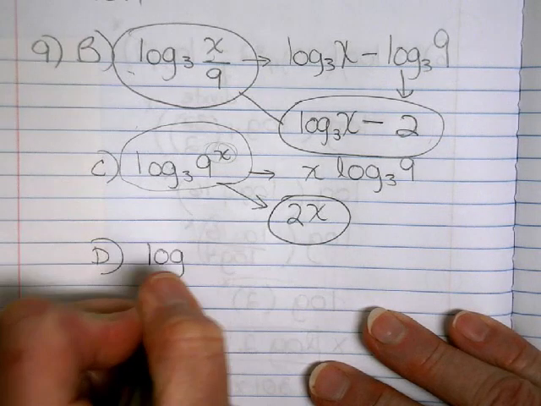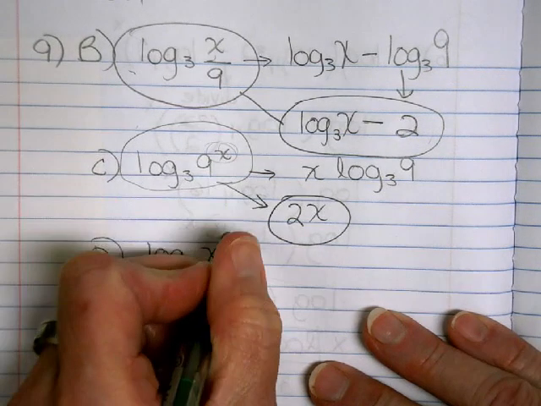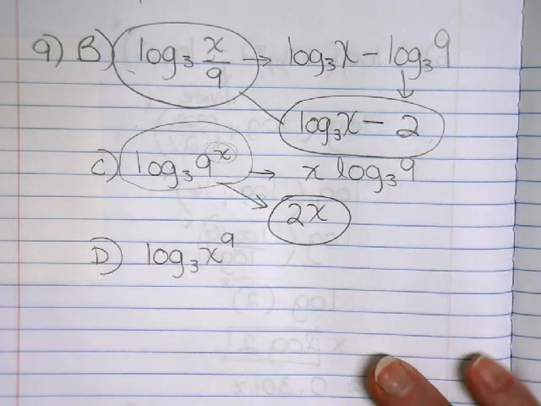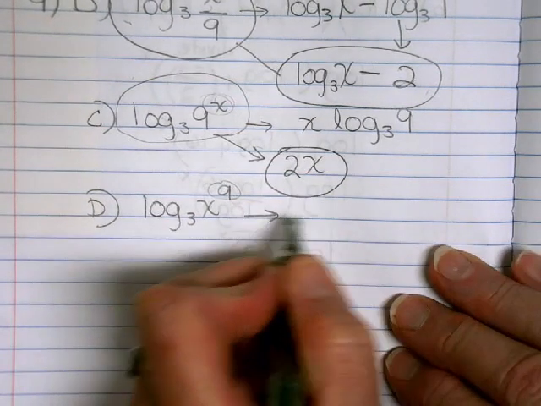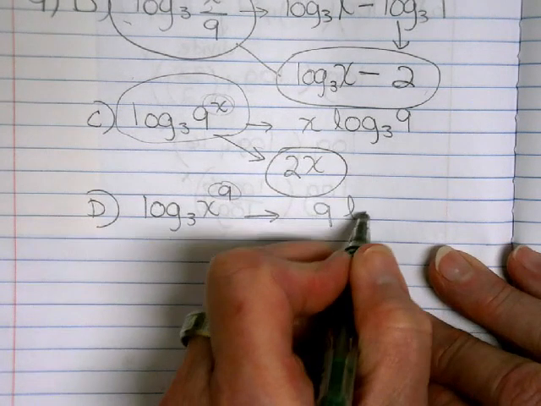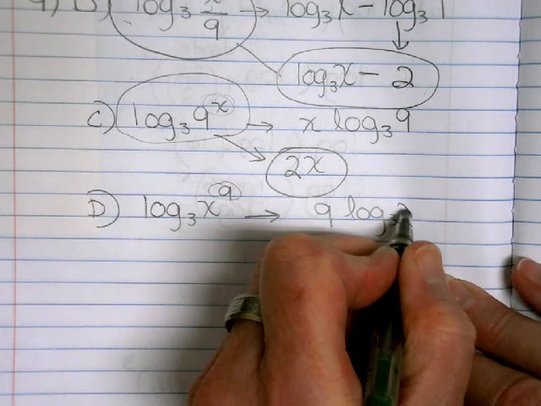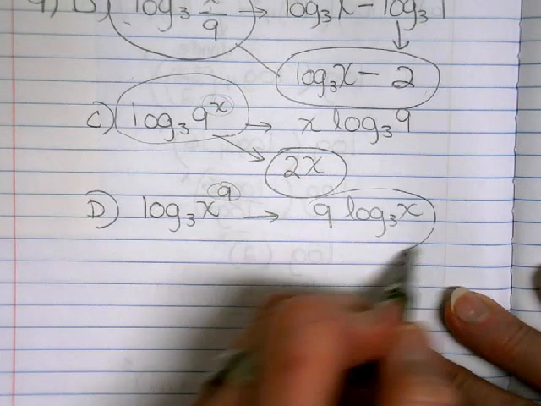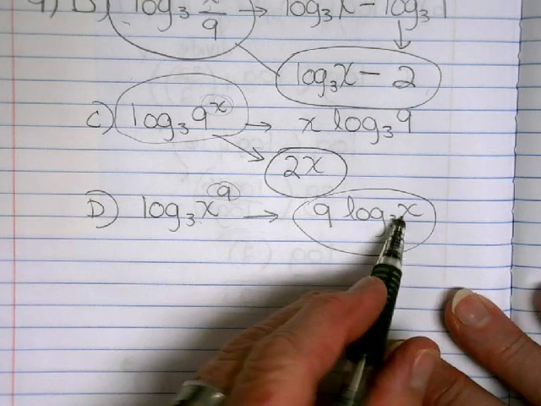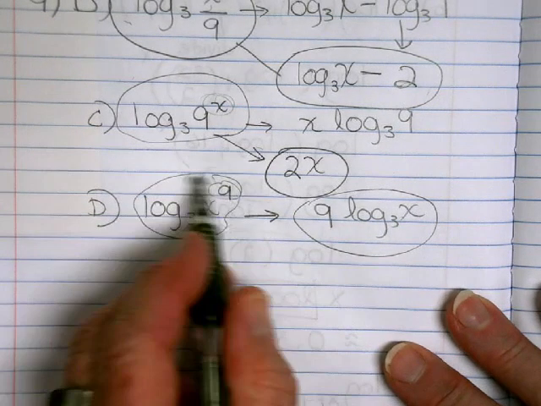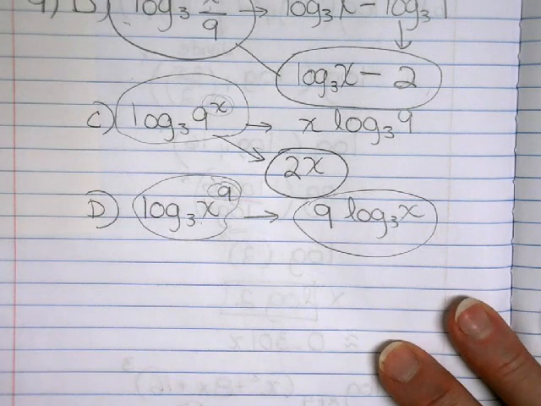Chess moves. So I'm going to put the power property into play first. 9 times log base 3 of x, and that's all the farther I can go because x is unknown.